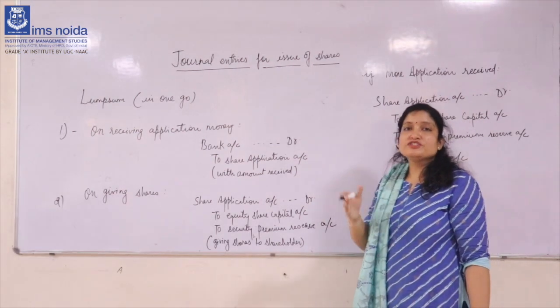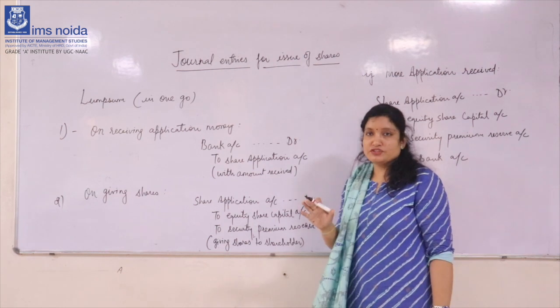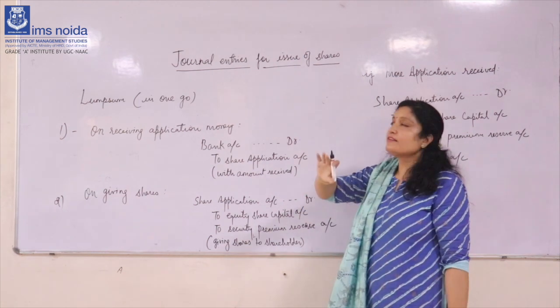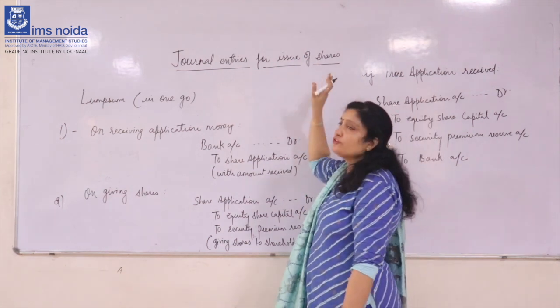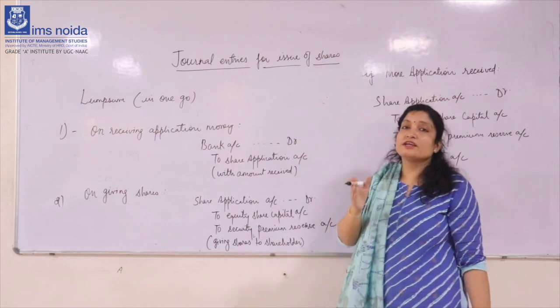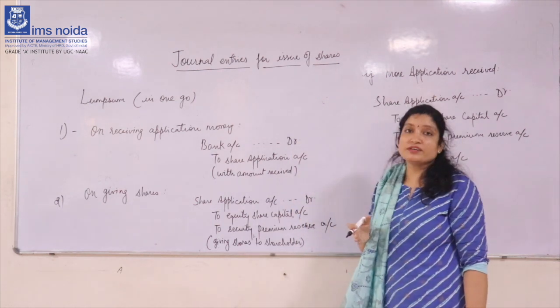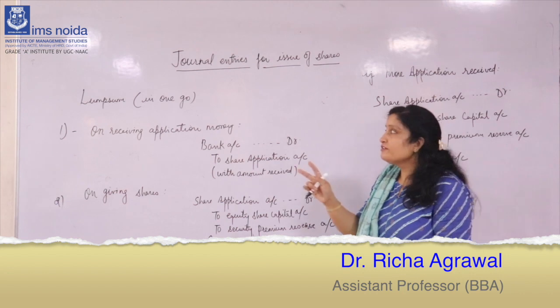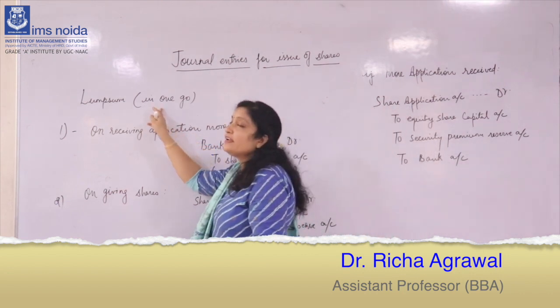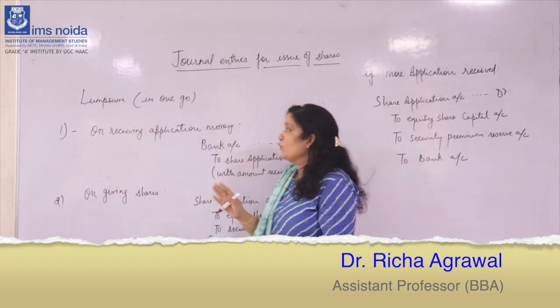Company, different shares, equity shares and different shares. Now we will understand the general entries for issue of shares. How we place general entries for the issue of share. So in first case lump sum, where we are getting all the amount in one go.